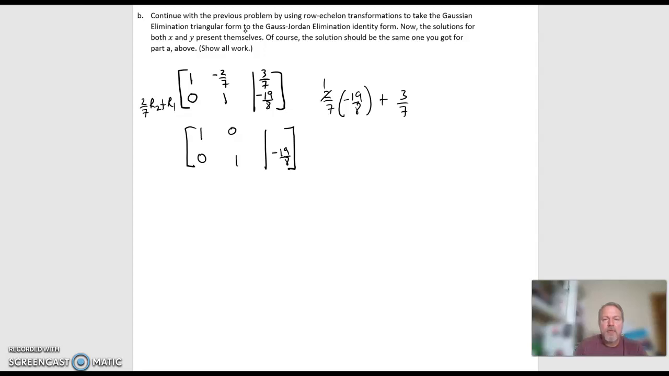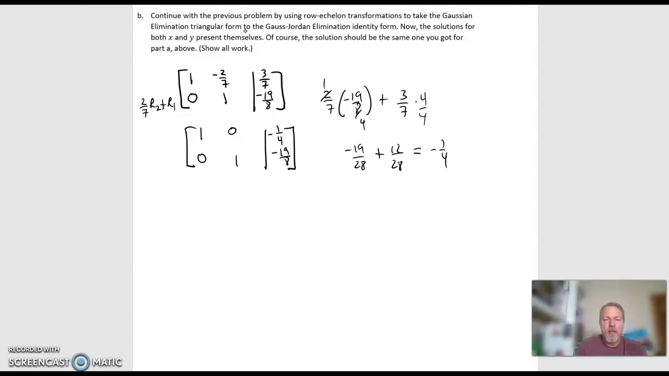2 goes into 2 1 time, 2 goes into 8 4 times. I'm left with negative 19/28, plus the 3/7. This looks familiar, doesn't it? Plus the 3/7, which I'm going to multiply by 4/4. And I get 12/28. And negative 19/28 plus 12/28 is negative 7/28, which is negative 1/4. That's what goes here. And that takes it to Gauss-Jordan elimination, where both solutions present themselves.